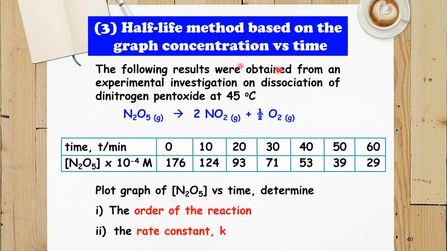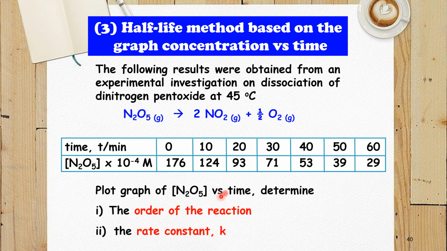Right, so method number 3 is the half-life method based on the graph of concentration versus time. This is an example question. The following results were obtained from an experimental investigation on the dissociation of dinitrogen pentoxide at 45 degrees Celsius. So this is the equation. The given data here are the time and the concentration. Plot a graph of concentration of N2O5 versus time, meaning that the concentration of N2O5 is the y-axis and time is the x-axis. And then from the graph, we have to determine the order of the reaction and the rate constant.